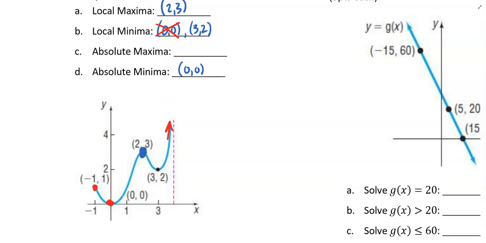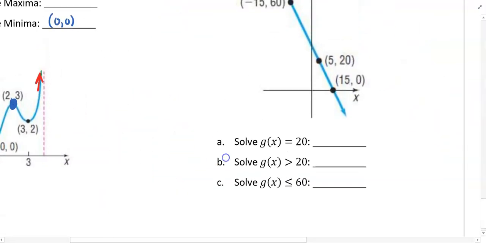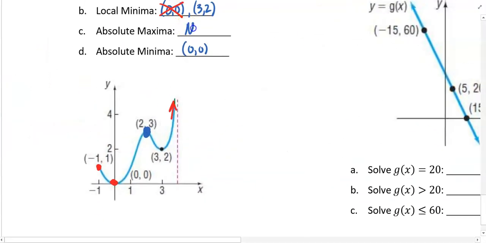And then as far as our absolute maximum, well, it doesn't look like there's a single highest point in this graph because of this asymptotic behavior. This function is going to continue to increase upward indefinitely, so there is no highest point, and I think in this case we would say that there are no maximum points.